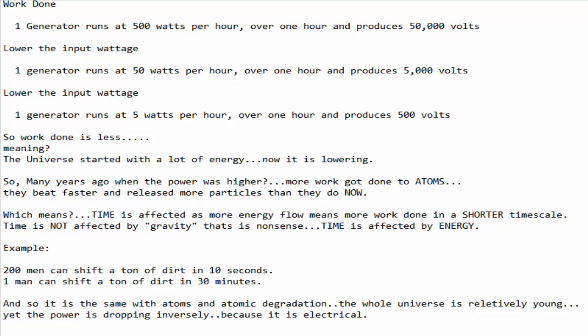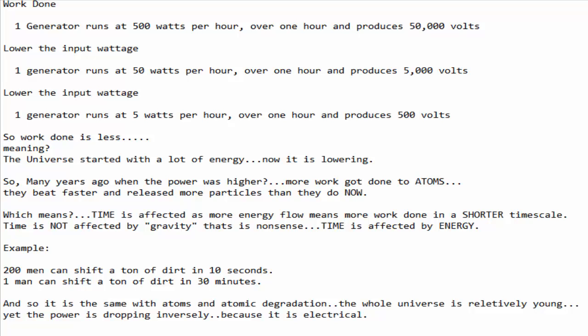The sun's heartbeat is known to be slowing down. So understand, I do know what I'm talking about, if things are slowing down. The sun is beating slower than it used to. And what does this mean? This means that time is affected, as more energy flow means more work done in a shorter time scale. Time is not affected by gravity, that's nonsense. Time is affected by energy.